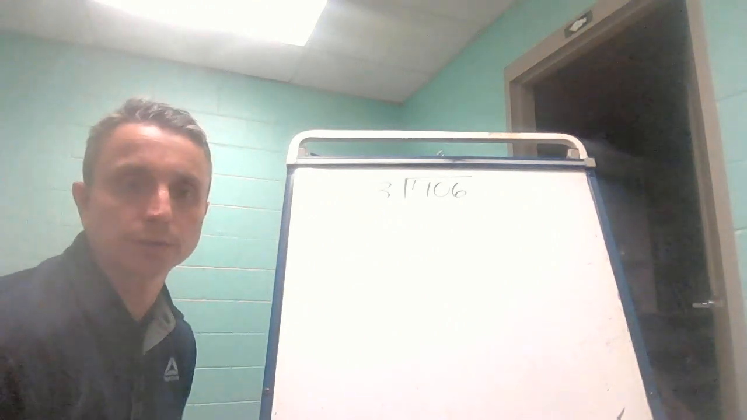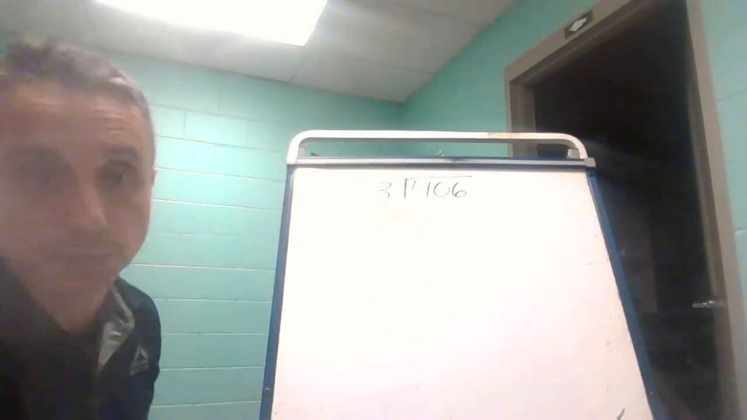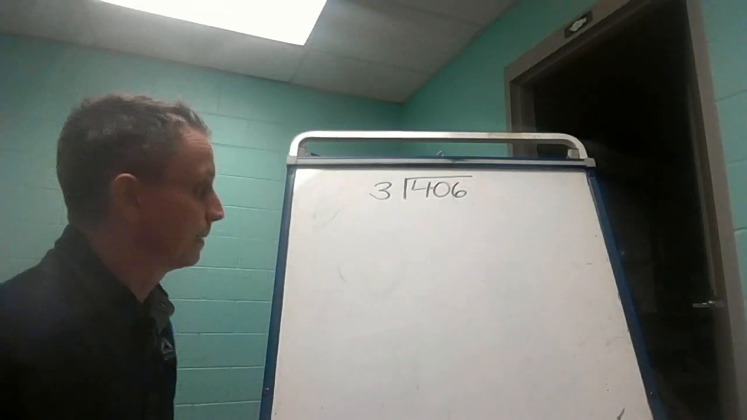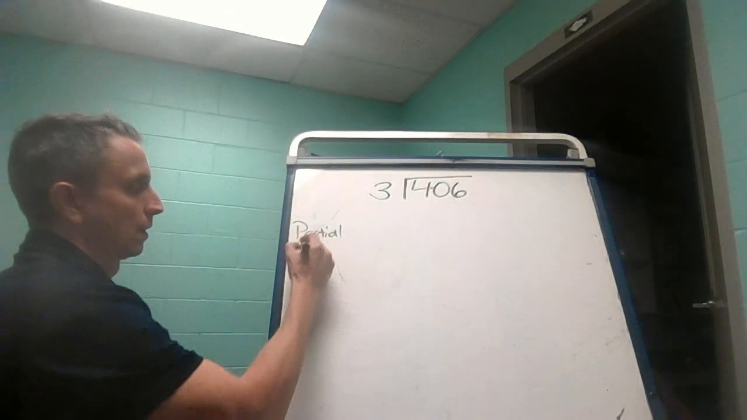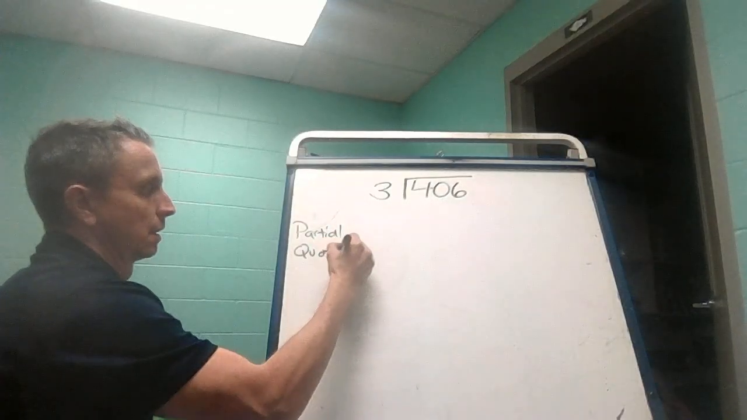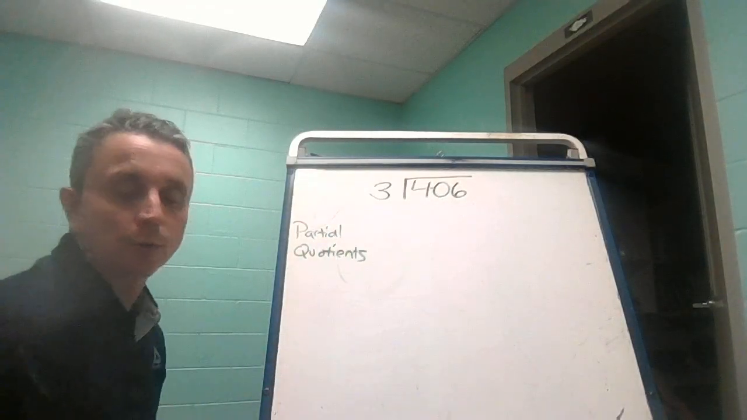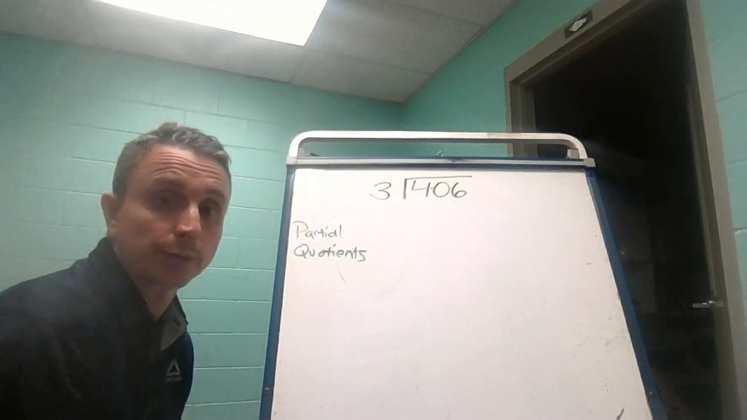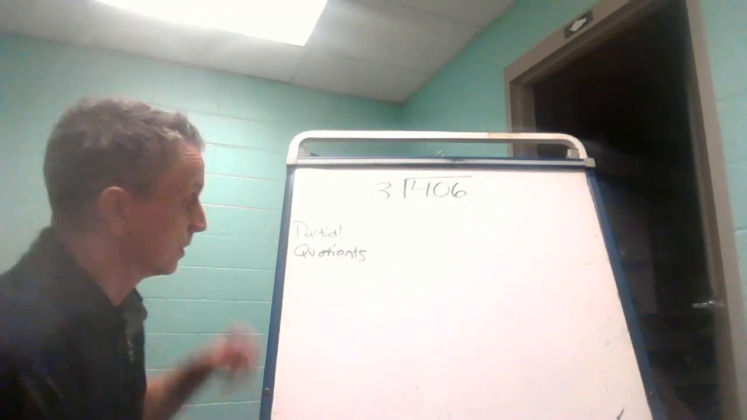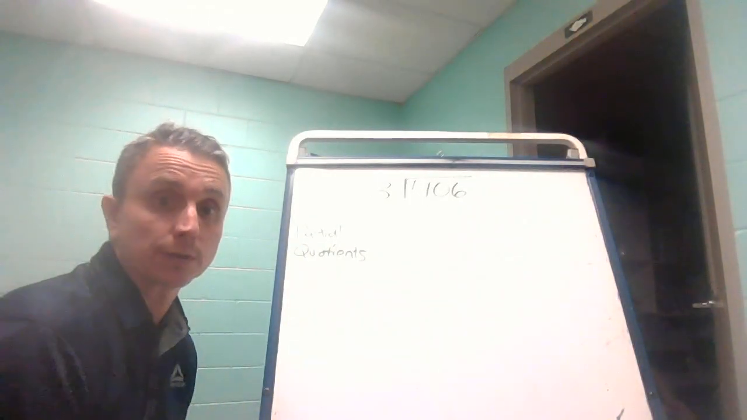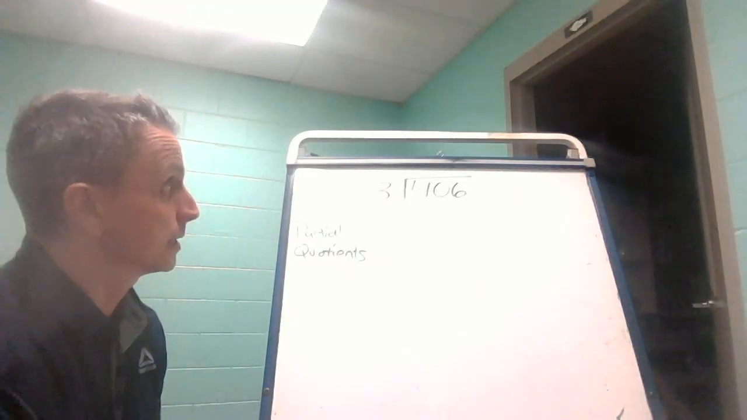Okay, we are going to do division. We're going to be working on this problem, 406 divided by 3 using partial quotients, which essentially means we're doing a piece of the answer at a time. Quotient is the answer. Partial is just a piece, so there you go. All right, 406 divided by 3.